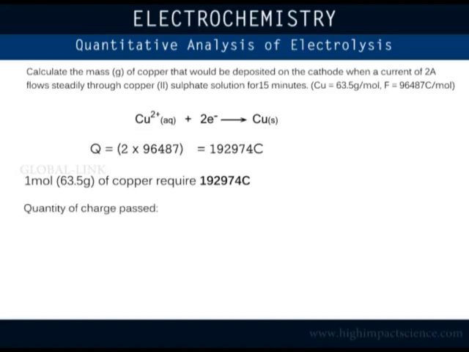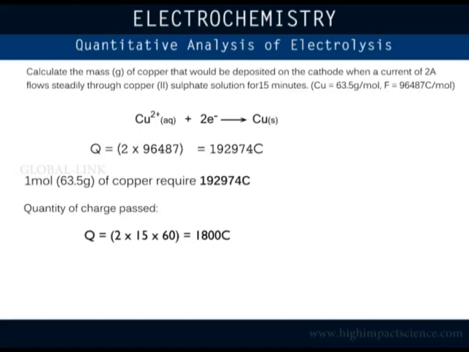2 amperes for 15 minutes. So Q is equal to I times T. That is 2 times 15 times 60. Remember, time has to be given in seconds. So that gives us 1,800 coulombs.